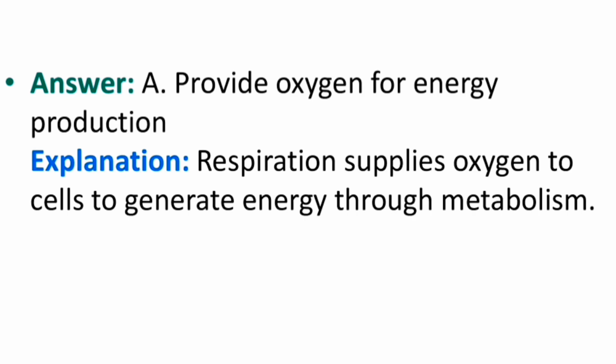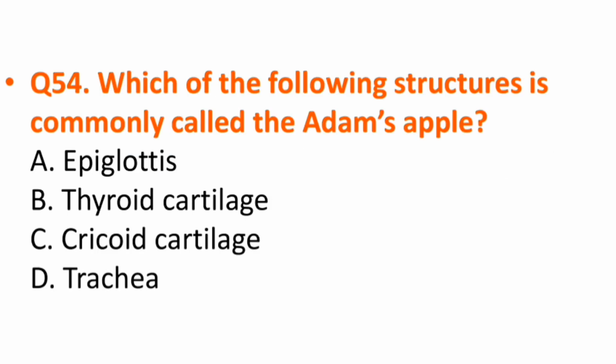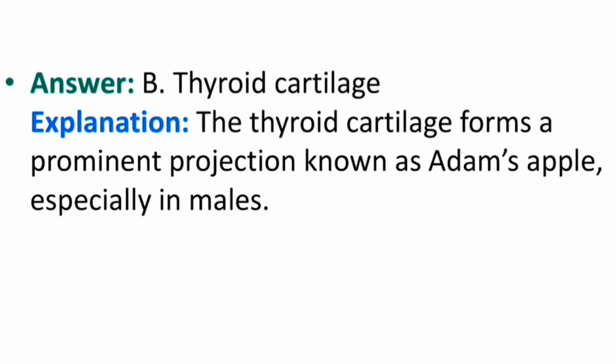The next question. Which of the following structures is commonly called Adam's apple? Option A, epiglottis. Option B, thyroid cartilage. Option C, cricoid cartilage. Option D, trachea. The correct answer is option B, thyroid cartilage. The thyroid cartilage forms a prominent projection known as Adam's apple, especially in males.